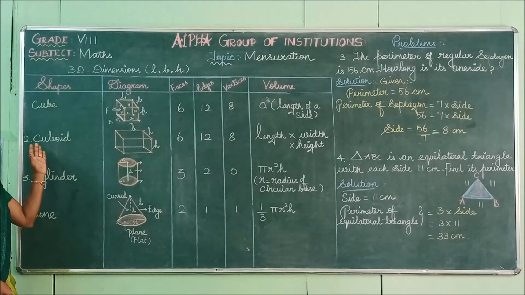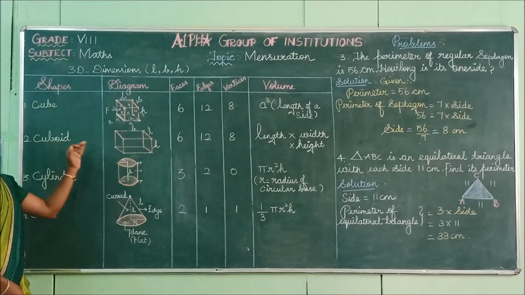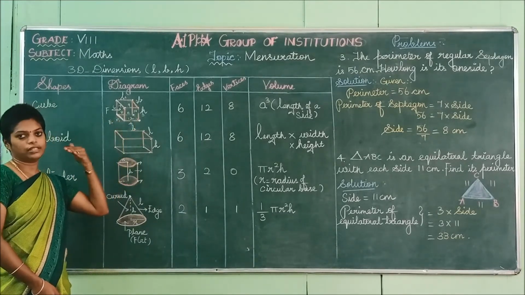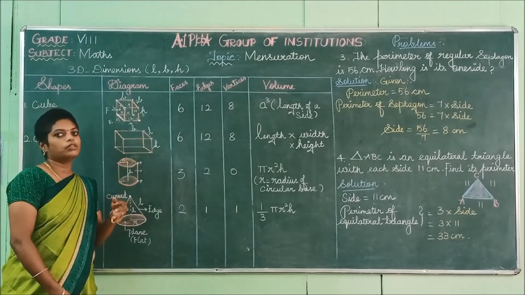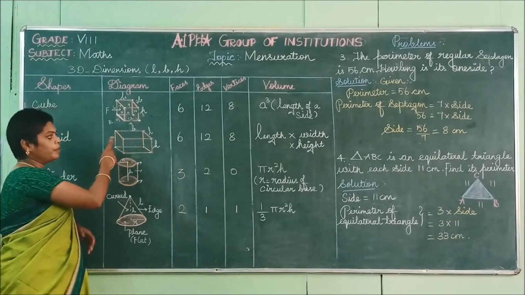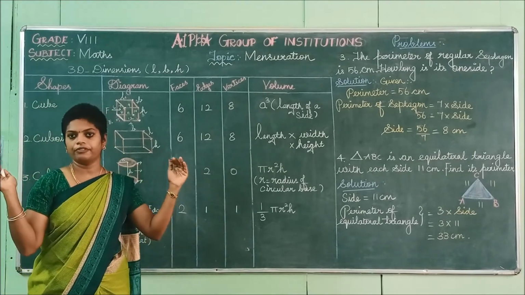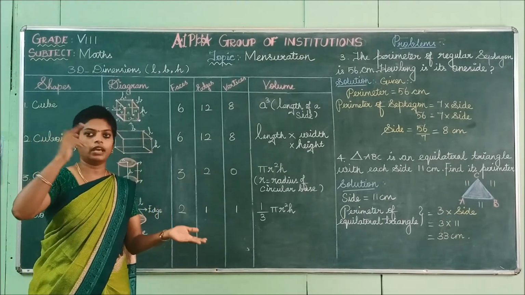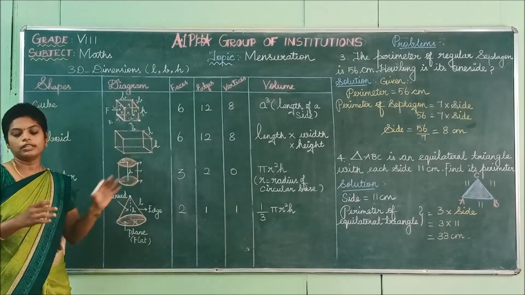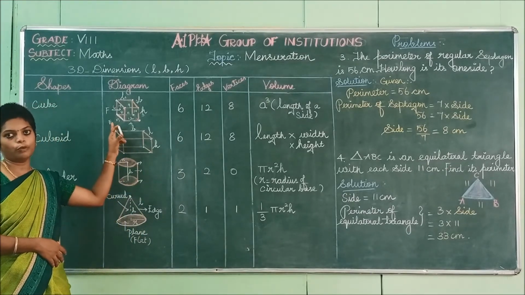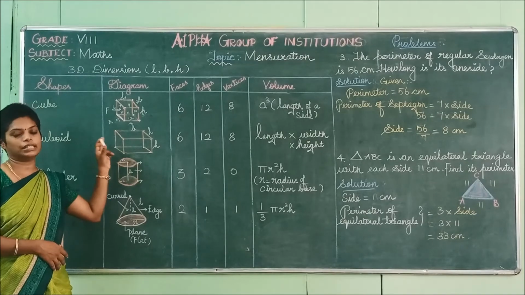So next one is the cuboid. A cuboid has rectangular faces. So how many faces in this rectangular shape? Here also front, back, left, right, top and bottom. Here also 6 faces. Similarly, like the cube, the cuboid also has 6 faces.